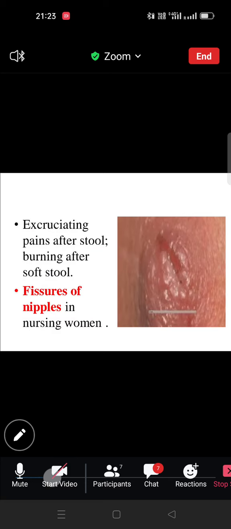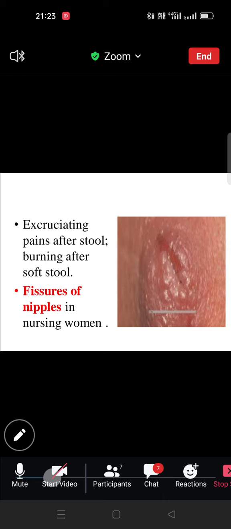Another symptom, excruciating pain after the stool or burning after a soft stool. Means there is excruciating pain, very painful, even when passing a soft stool.